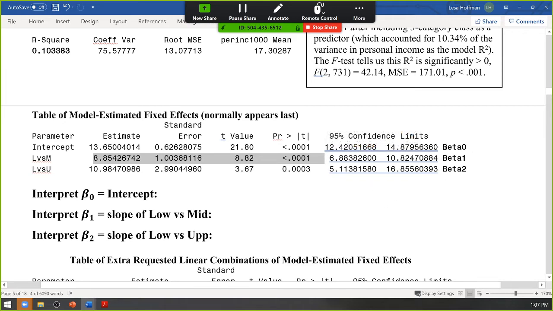So I have written over here what these numbers correspond to in the equations up above. The intercept is beta 0. The slope for low versus middle is beta 1. And the slope for low versus upper is beta 2.